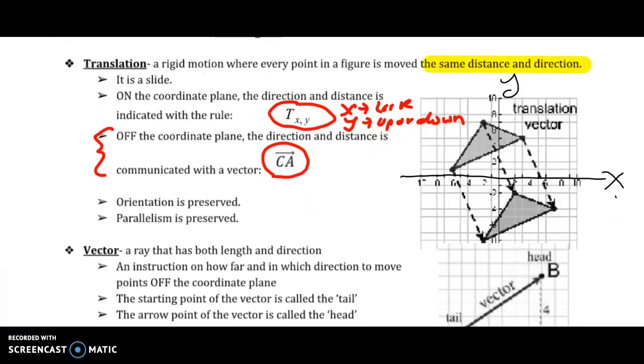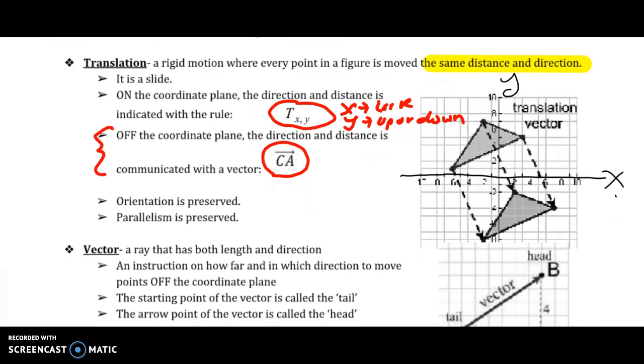Again, the only transformation that does not preserve orientation is a reflection. So again, the order of the points is kept the same. And parallelism is also preserved. So for example, if I look at this segment here, which corresponds to this one in the other triangle, those lines remain parallel with the slide. The slopes of the lines are kept the same.